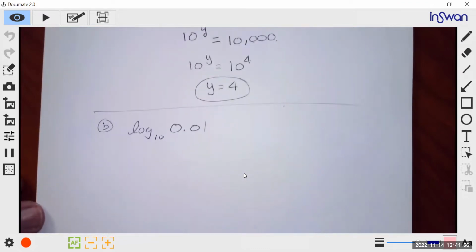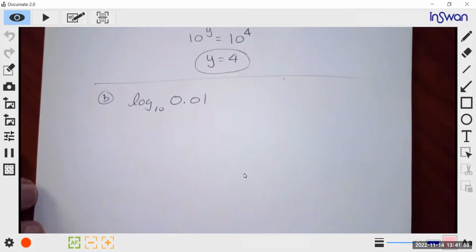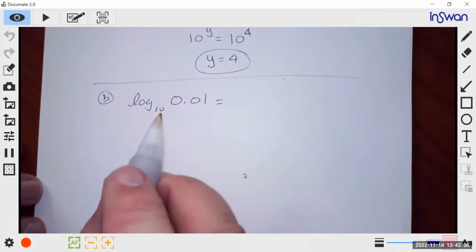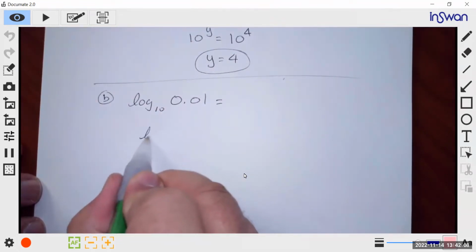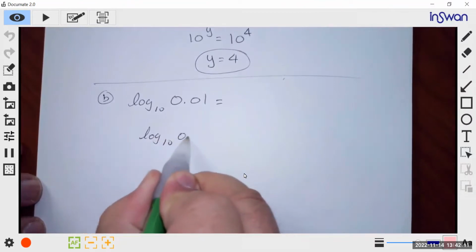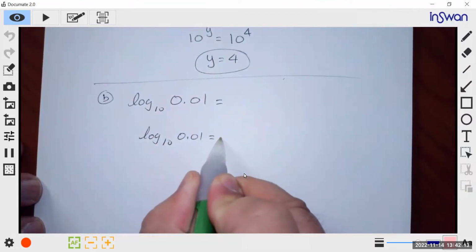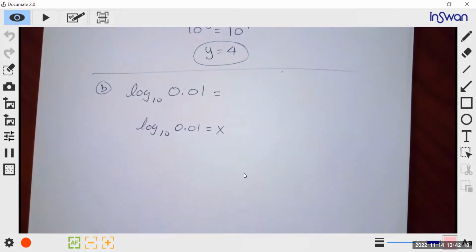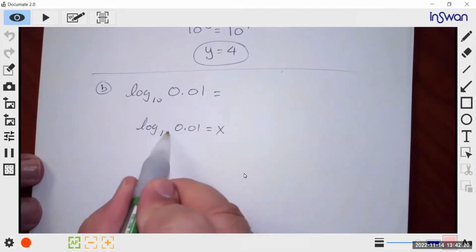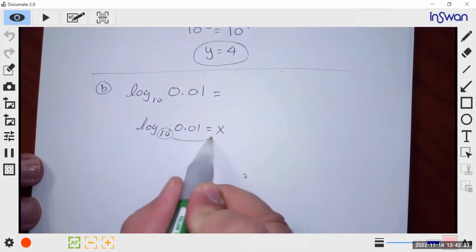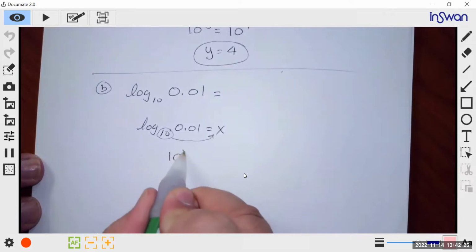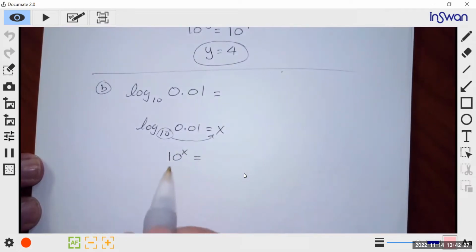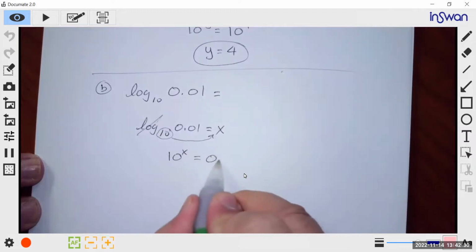Let's look at that one. Remember what you have to do? Set it equal to something. I'll say set it equal to x if you want to, it doesn't matter. It has to equal something. We don't know what that something is yet. So we take the base, push up the answer. The log drops off, so it equals just 0.01.